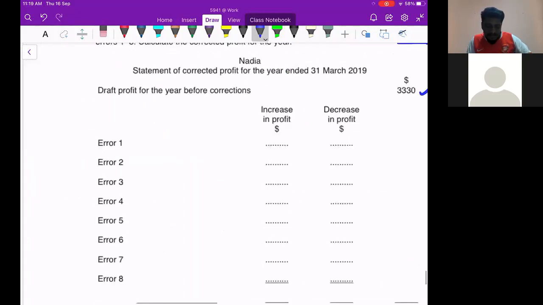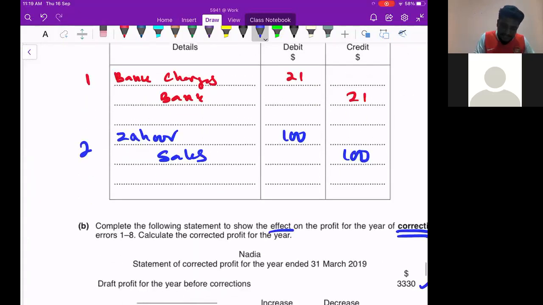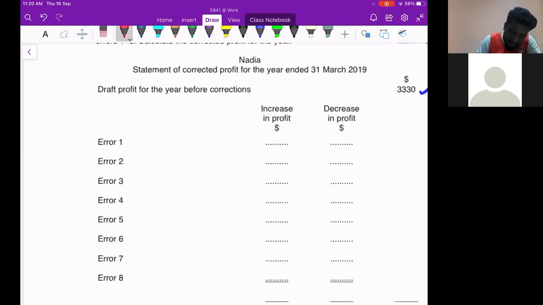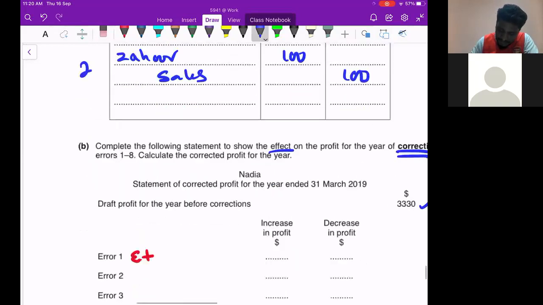Okay, error number 1. It's your expenses, but you didn't record it as expenses. Now you're recording it as expenses. Since you're recording it as expenses, will your profit increase or decrease? Number 1, your expenses increase. If your expenses increase, profit will be decreased by 21.